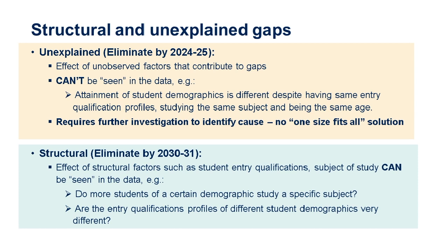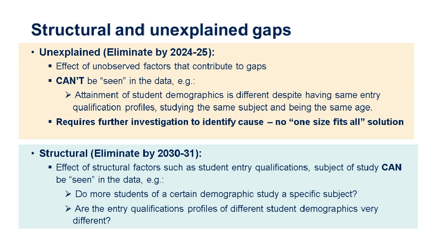So the unexplained gaps, which we want to eliminate by 2024-25, are essentially the effect of unobserved factors that contribute to, say, attainment gaps. These are the things that can't be seen in our data by data exploration or statistical modelling. By statistical modelling, I mean that if we don't take a factor into account during our modelling, then it can't be explained by those factors that aren't included in the model itself.